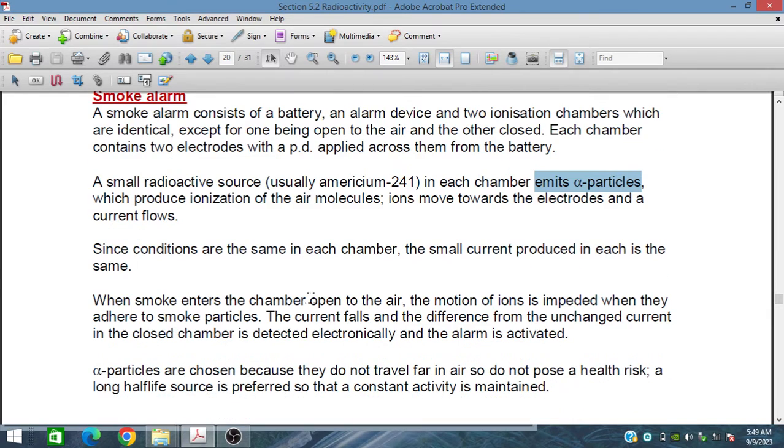When smoke enters the chamber open to the air, the motion of the ions is impeded. When they adhere to the smoke particles, the current falls. The value of the current falls because the alpha emission is reduced by the smoke particles. The penetration is further reduced and the current falls, and this difference will be detected by the smoke detector alarm system.